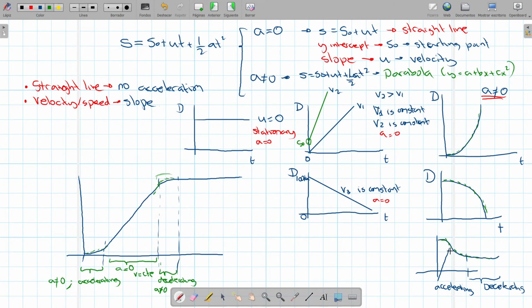But if it was going downwards, like the case on the right, okay, this section over here is accelerating. Okay. And then the last part of this graph, we can have another straight line. Here, there's no acceleration because it's a straight line. It's a horizontal line, so the velocity is zero, so it's stationary.